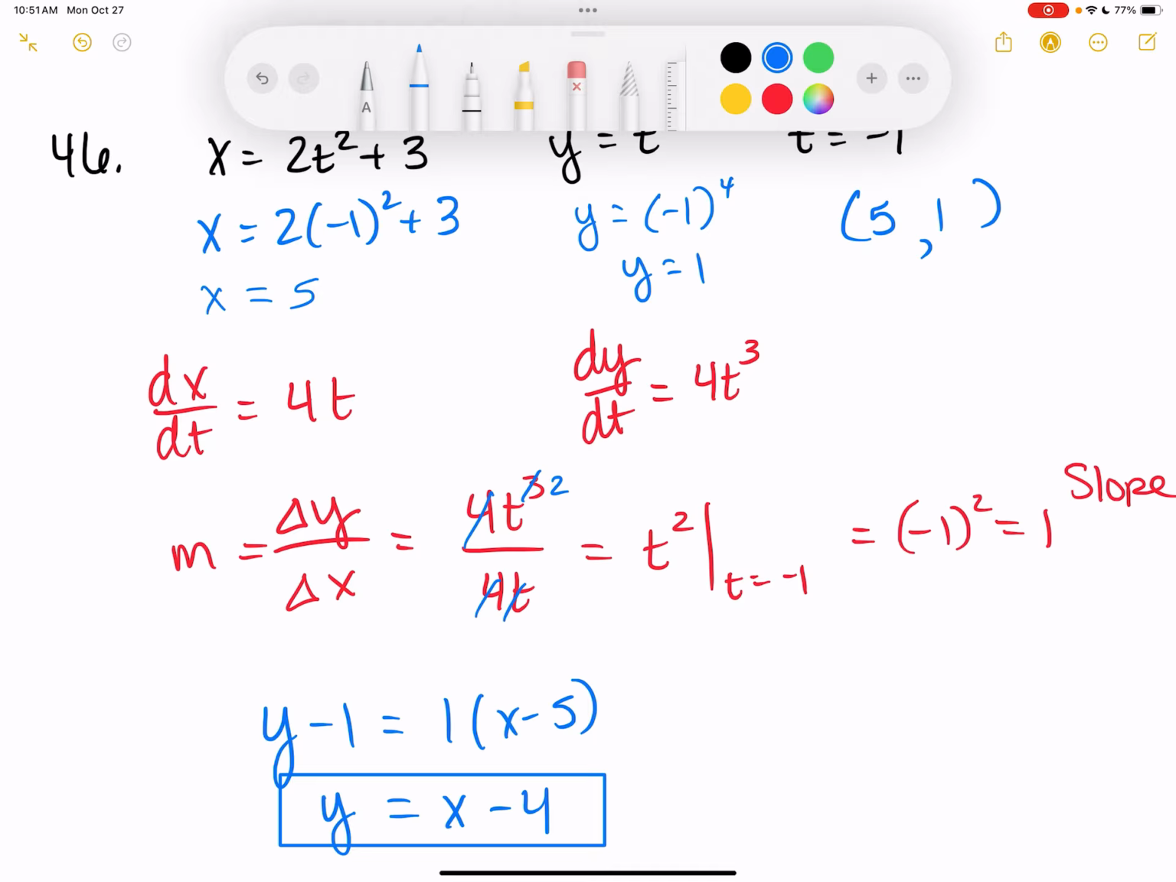Is it cool if I leave it in point slope? Or do you want me to? If they're just asking for the equation, yeah, it doesn't really matter. If they're going to put it in slope intercept form, I trust that you can manipulate it over. On the AP exam, I think they will take it either way.